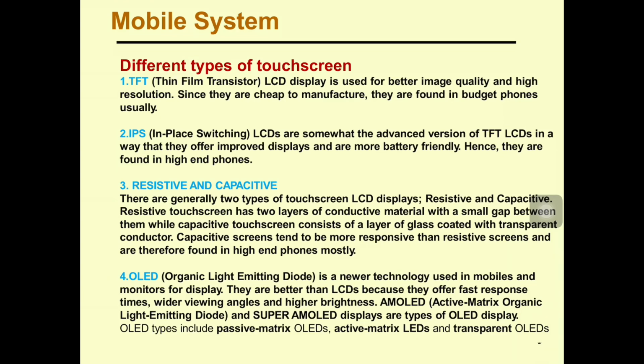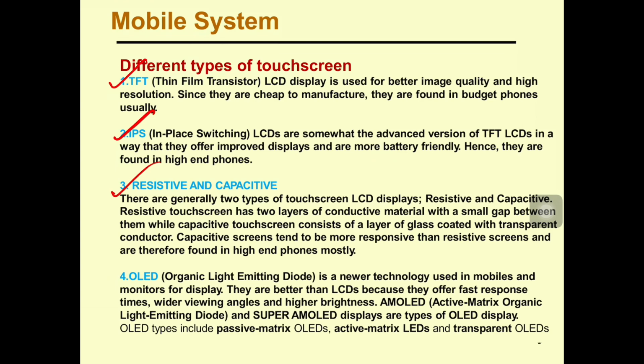There are several types of touch screens which are used in the mobile phone. First one is TFT, that is thin film transistor. It displays LCD displays used for better image quality and high resolution. Since they are cheap and found in the budget phones usually, these are commonly used. Okay, then in-plane switching, these are the advanced technology. Then the TFT, then the resistive or capacitive.